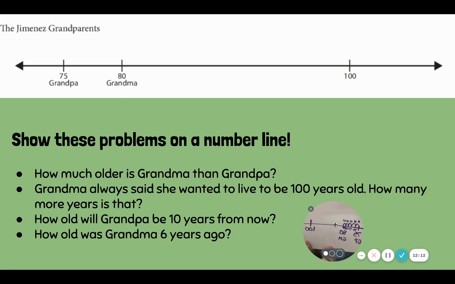All right, it says Grandma always said she wanted to live to be 100 years old. How many more years is that? Okay, so I'm going to erase what I just did. Grandma is 80, and I want to know how many more years is it until she gets to 100, because she wants to live to 100. She's at 80.